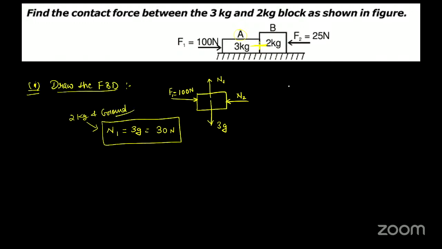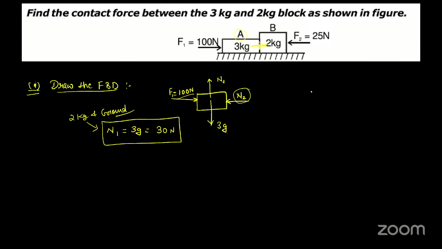Got it? But we are interested in this N2. So horizontal forces, if you would like to balance here, it will not be balanced because you do not know what is the magnitude of N2. Clearly F1 is 100 Newton, but you do not know how much force N2 is. If N2 is also 100 Newton, then these forces will be balanced, but if N2 is not 100 Newton, there must be some acceleration in the system.